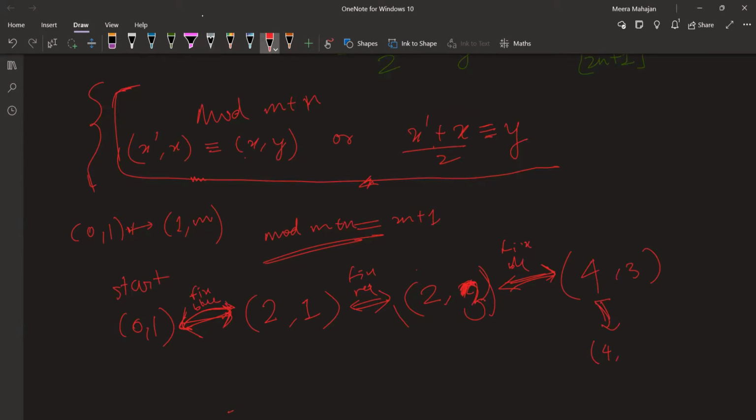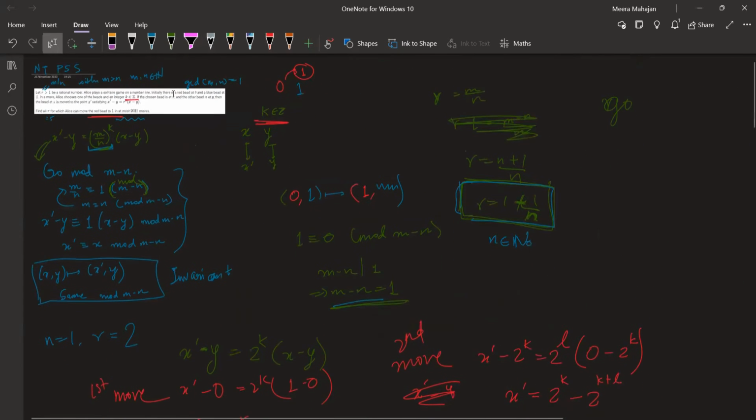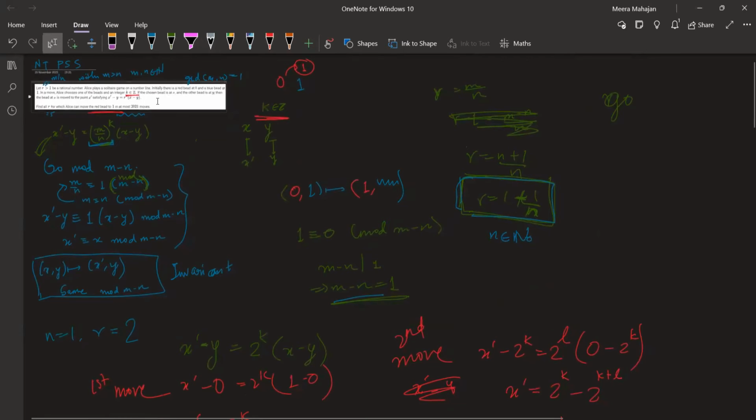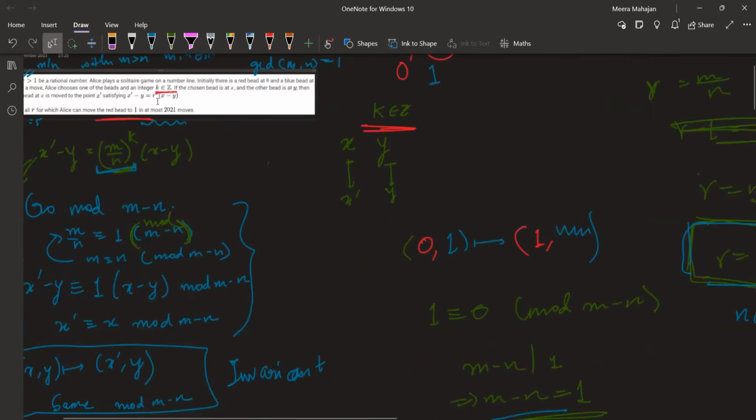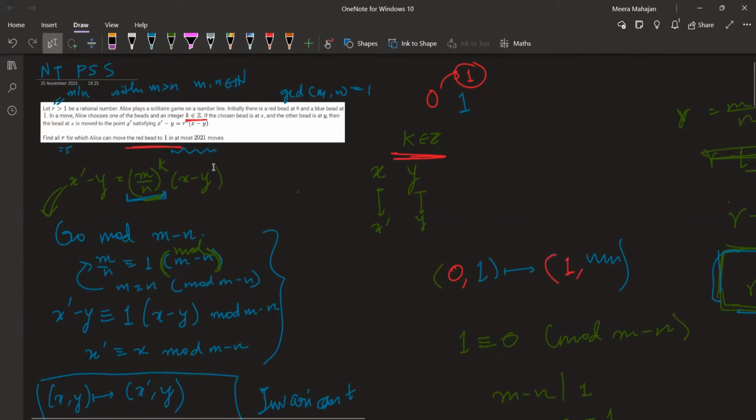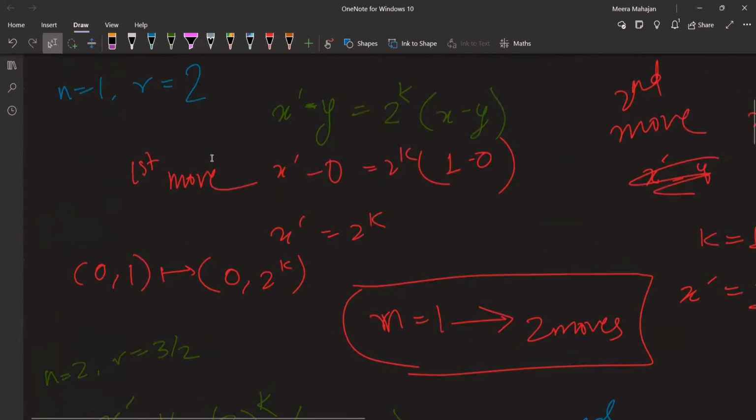So what do you want to reach eventually? Wait, I'll just quickly show it. You have to reach from 0 comma 1 to 1 comma something in at most 2021 moves. Find all r from... okay.